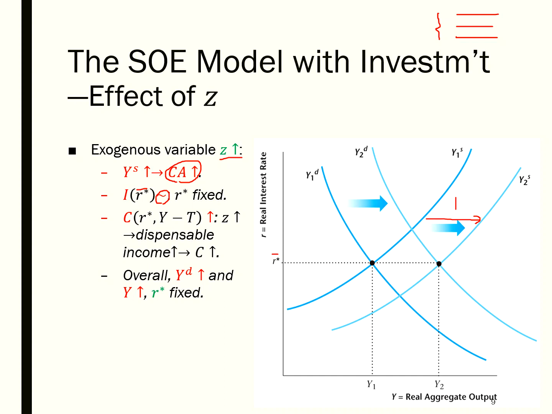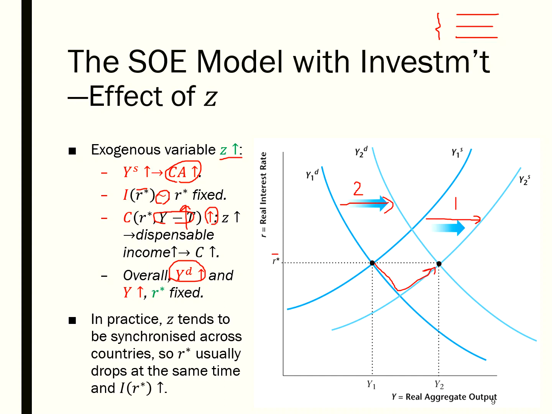This results in the right shift of the aggregate demand curve. It also clears the output market such that the interest rate will go back to the world interest rate level. But in practice, because the productivity Z tends to be synchronized across countries, R star usually drops at the same time, so the investment will increase at the same time, resulting in a higher world interest rate.